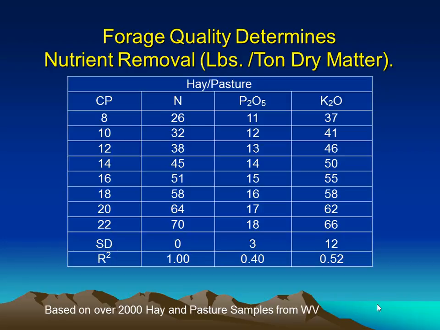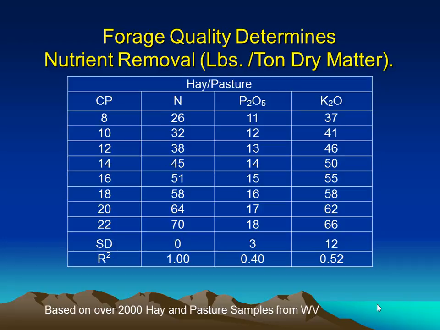Now, just to show you, forage quality determines nutrient removal. This is based on over 2,000 samples, all West Virginia samples, okay? So as crude protein goes up, nitrogen goes up, because how do we measure crude protein? We just measure nitrogen and multiply it by 6.25. So that's a one-to-one relationship there. Now there's more variability here on phosphorus and potassium, but notice as I go from 8% crude protein, that's 11 pounds of P2O5 per ton of hay dry matter.